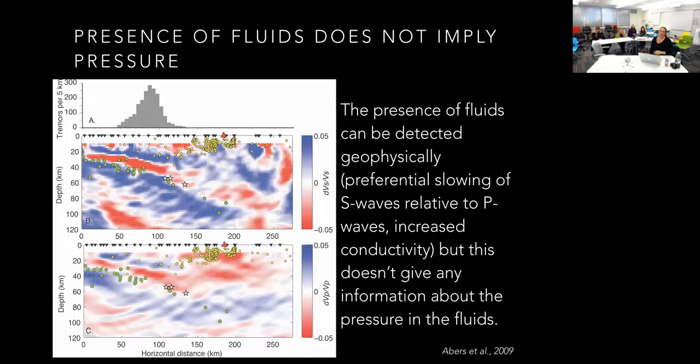Yeah. Last important point I want to make is that knowing where the fluids are does not necessarily tell us where we have high pore pressure. So this is a plot of anomalies in seismic velocity from Cascadia. What these authors, Jeff Abers et al. in 2009, were trying to do was look for areas of high pore pressure that would explain why tremor occurs where it does on the Cascadia subduction zone.